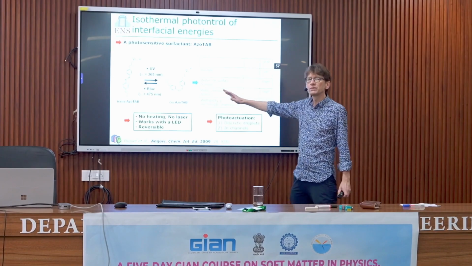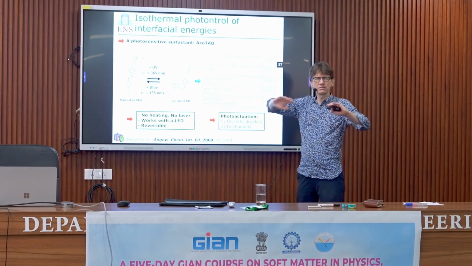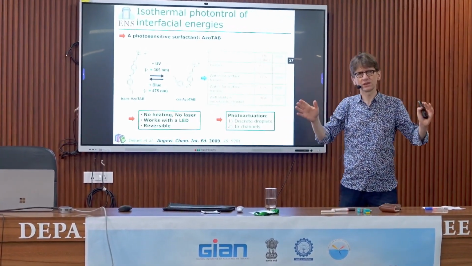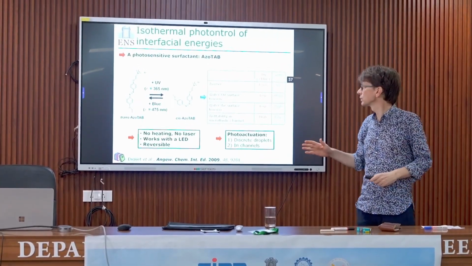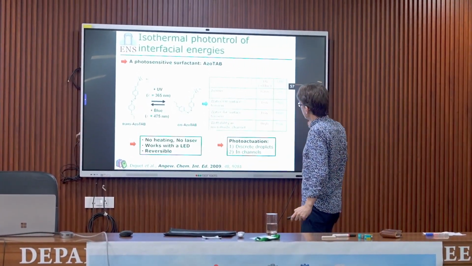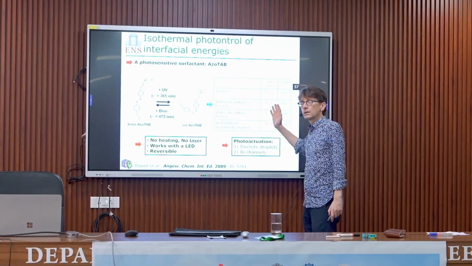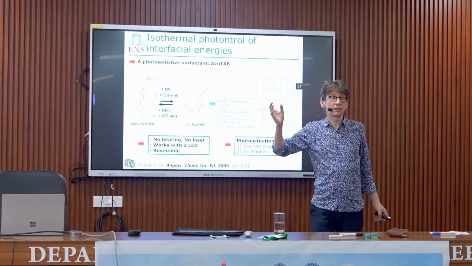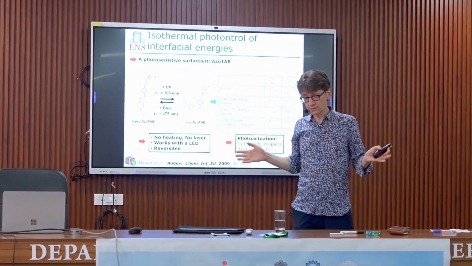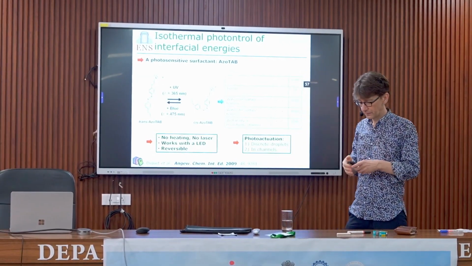It doesn't change that much. It's not a very optimized molecule. We didn't try to do some complicated chemistry. It's a very simple molecule. The surface tension changed by a few millinewton per meter, but we can make a gradient, and as soon as you can make gradients, you can make a motion.